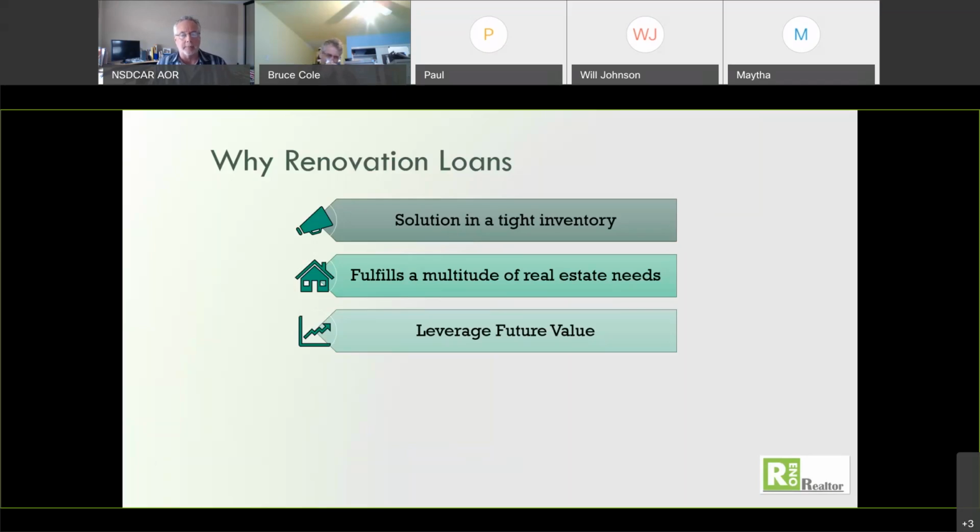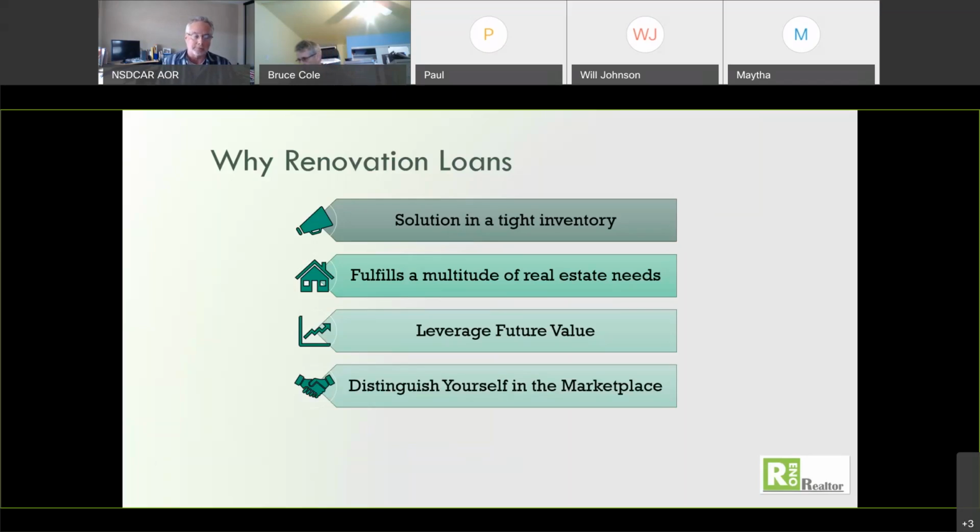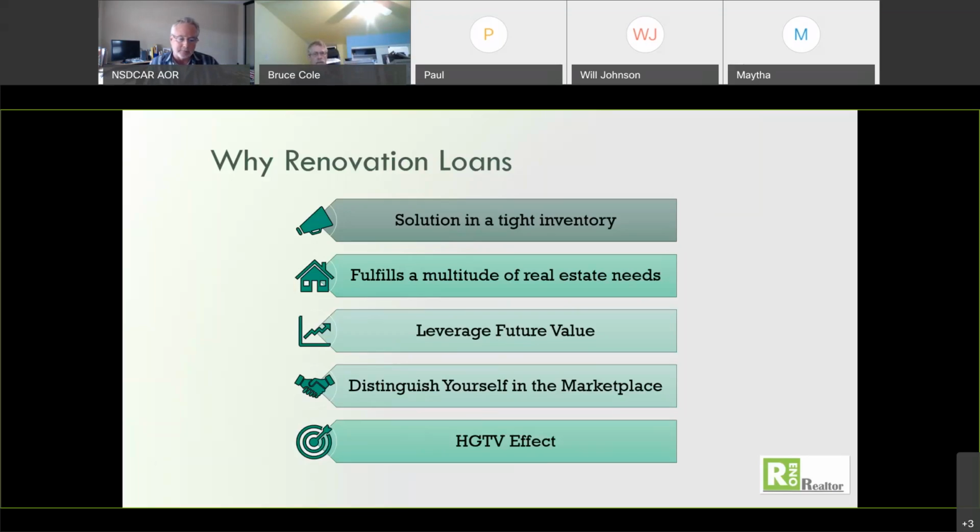We already talked a little bit about leveraging future value. Again, these renovation loans are based off of future value. We can create equity opportunities sometimes even before we close escrow. We can also distinguish ourselves in the marketplace, and we just went through that again. If we're in a competitive marketplace, I think you need to stand out, be prepared to bring some solutions to the marketplace that your buyer hasn't previously considered, and really distinguish yourself from some of the other competition in the marketplace.